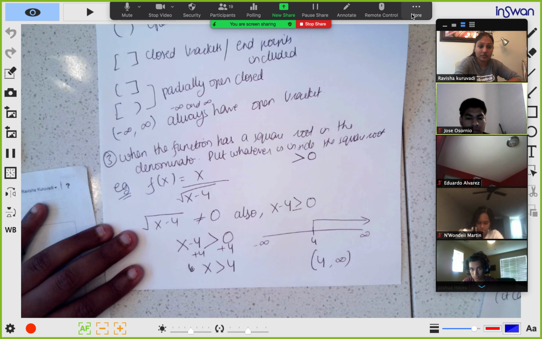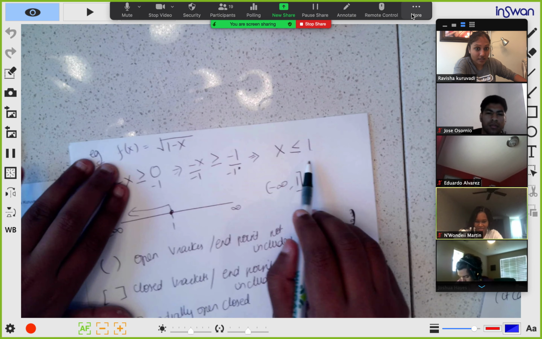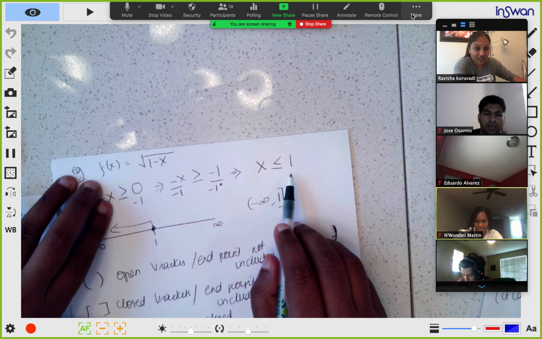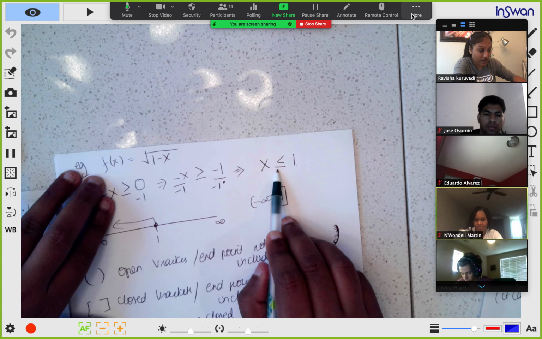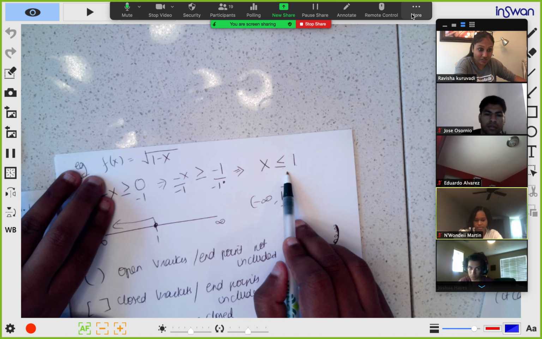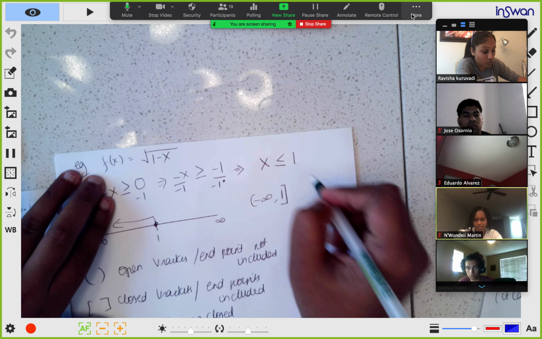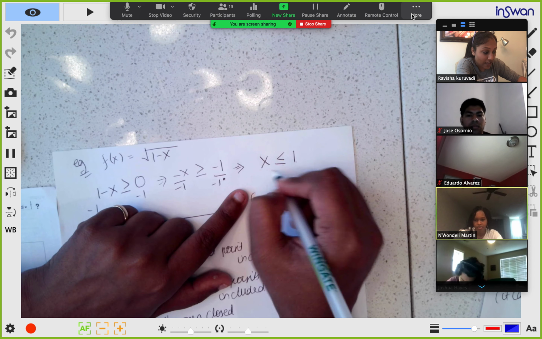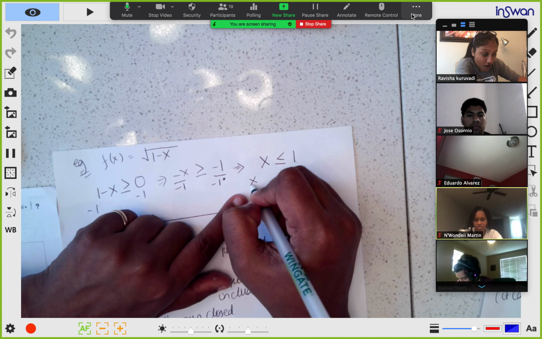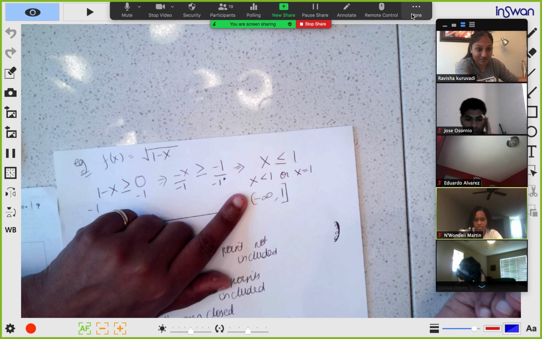Any doubt? Why would your bracket be open again? See, in the previous problem, I had an equal to sign, right? So wherever there was 1, I closed it. That means my 1 is included. X can be 1 also because there is the equal to sign. If I write this in words, what does it mean? X greater than 1, or my x can be equal to 1 also. That's what it means. That's why x can be equal to 1, and that's why I put it in here.